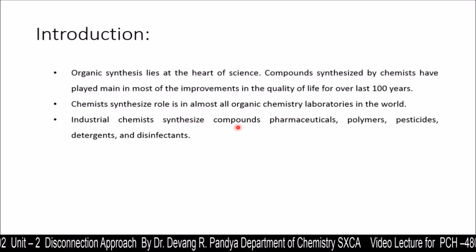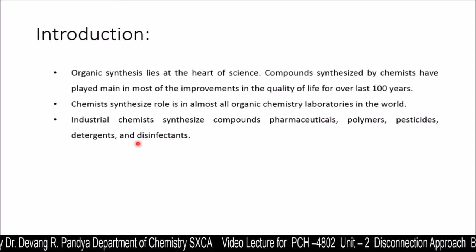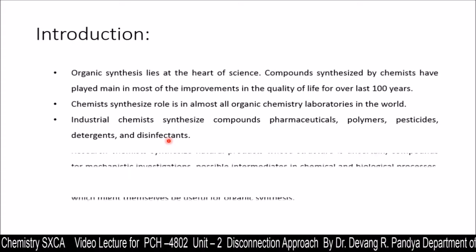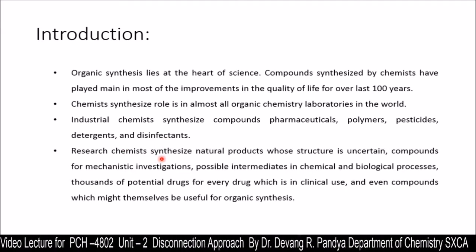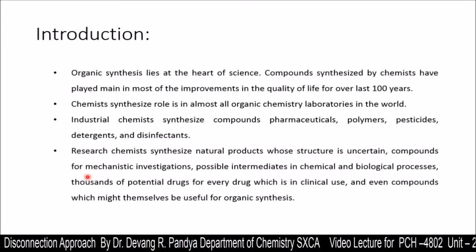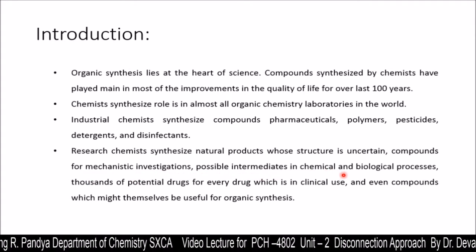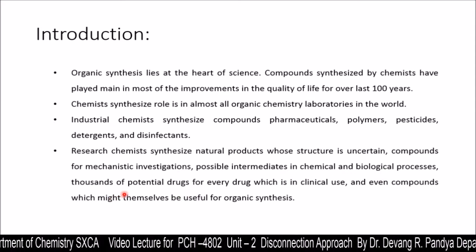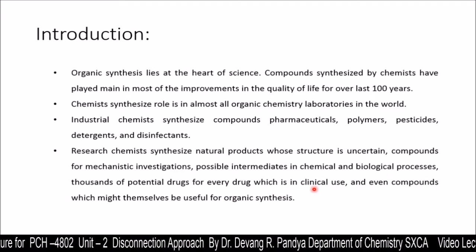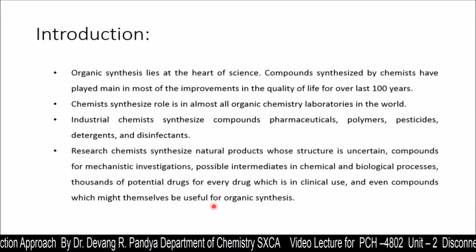Industrial chemists synthesize compounds: pharmaceuticals, polymers, pesticides, detergents, disinfectants, cosmetics, and many more. A research chemist synthesizes natural products whose structure is uncertain, compounds for mechanistic investigations, possible intermediates in chemical and biochemical processes, thousands of potential drugs for every drug which is in clinical use, and even compounds which might themselves be useful for organic synthesis.